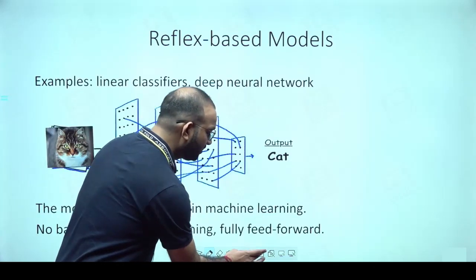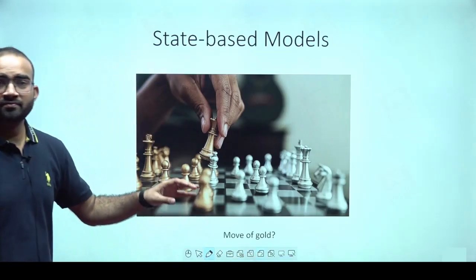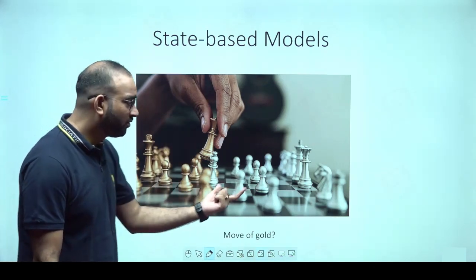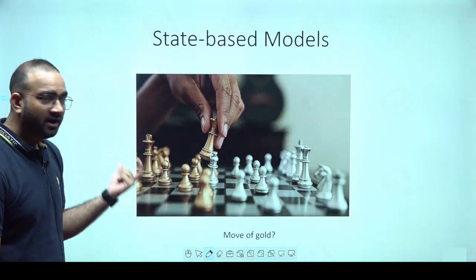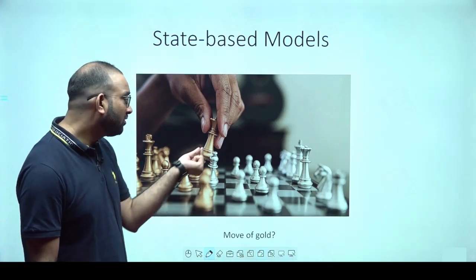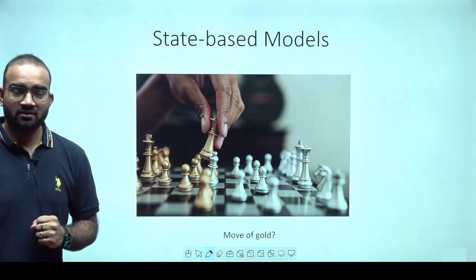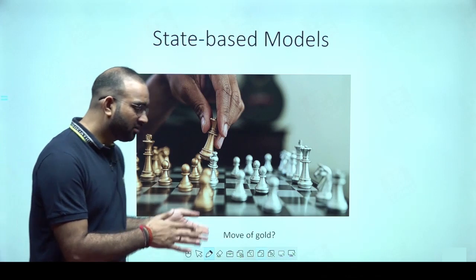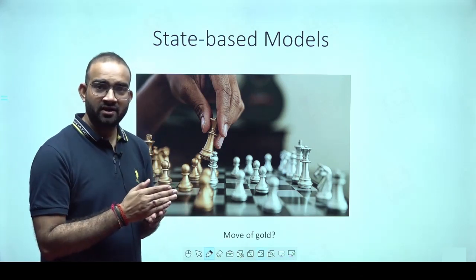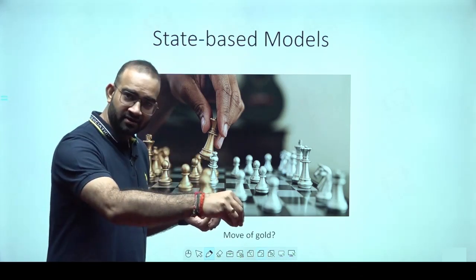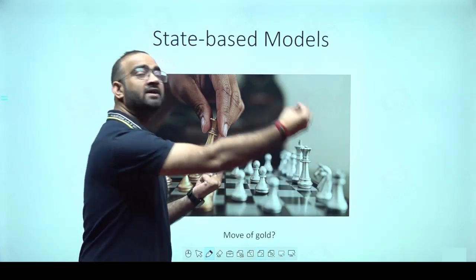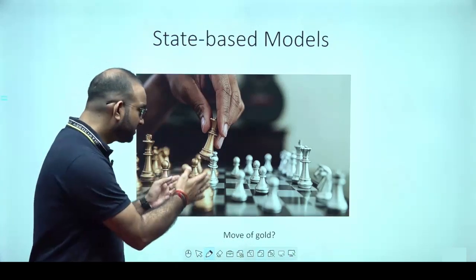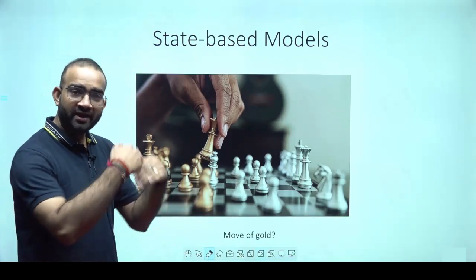But for the state-based model, for example, if I'm asking you, this is a chessboard, we have white and gold, and I'm asking you what will be the next move of this gold. At that time, what do we have to do? You have to take care of all the actions. What actions are you going to take? What actions is the opponent going to take? Here opponent means, I'm assuming that other than you, everything is environment.